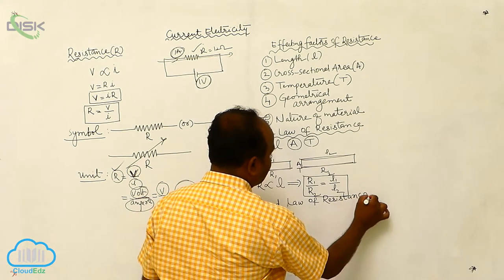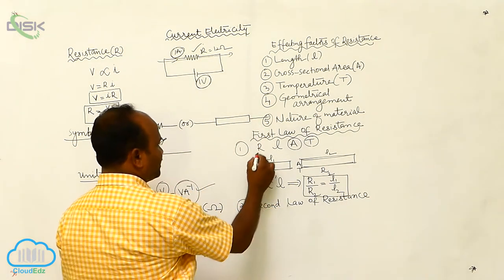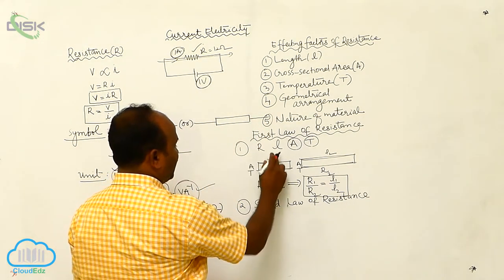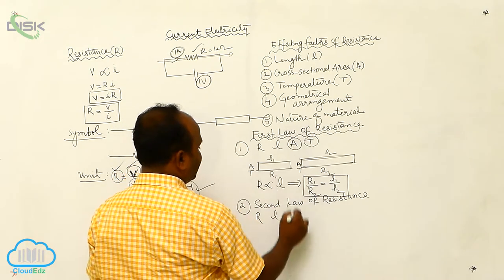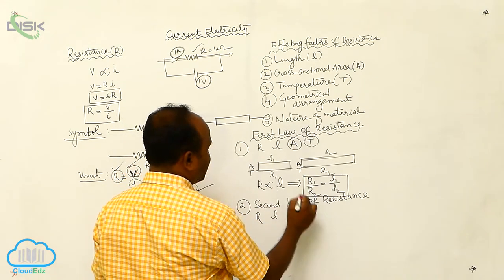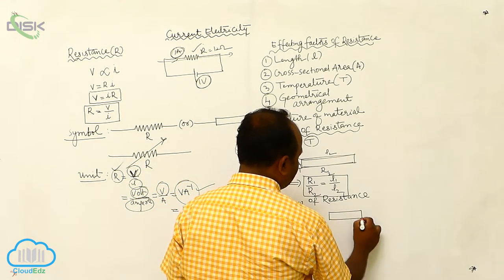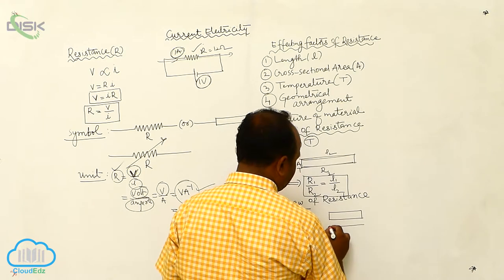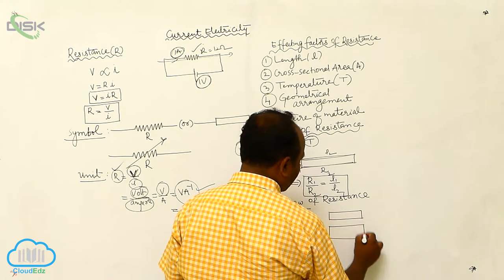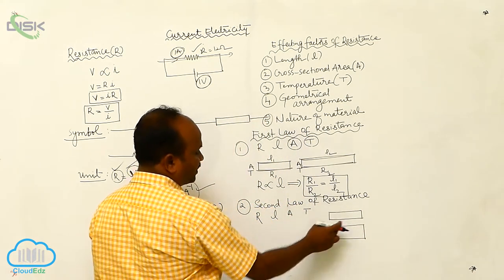Second law of resistance: resistance depends on length, cross-sectional area A, and the temperature. Now there is a conductor, and another conductor. See, two different conductors.